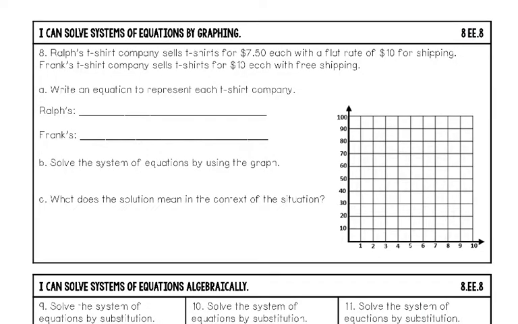This is a system of equations by graphing, but we have a word problem. It says that Ralph's T-shirt company sells T-shirts for $7.50 each with a flat rate of $10 for shipping. I'm going to underline $7.50 each. I'm going to underline flat rate of 10. Frank's T-shirt company sells T-shirts for $10 each with free shipping. So you have Ralph and Frank comparing their T-shirt companies. When you're comparing two companies, you're looking at a system of equations.